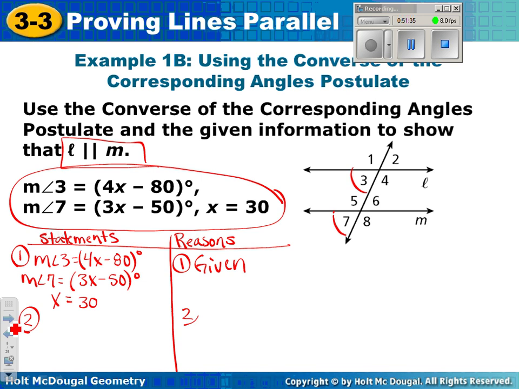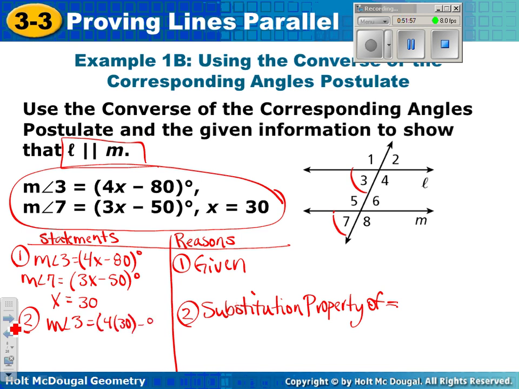Substitute. Good. So number 2 is going to be substitution property. Don't forget to put of equality. And write neatly so I can tell if you're spelling it correctly. Okay, and we're going to substitute that 30 in. So we're going to have measure of angle 3 equals 4 times 30 minus 80. And measure of angle 7 equals 3 times 30 minus 50. We're doing it for both equations, so we can do it at the same time.